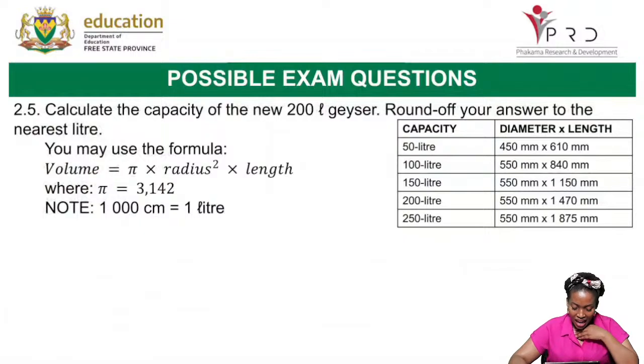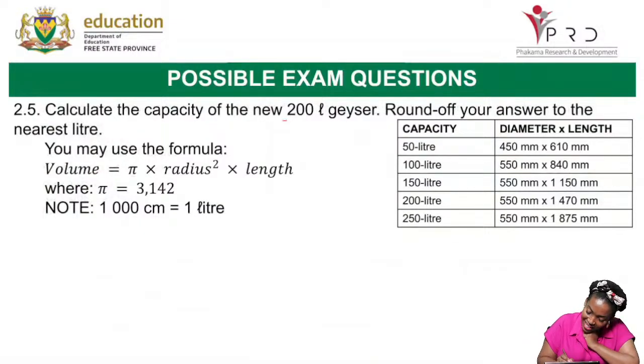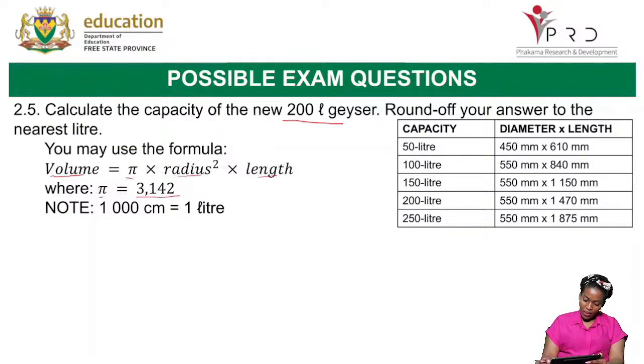2.5, calculate the capacity of the new 200-liter geyser and round off your answer to the nearest liter. You may use the formula volume equals pi times radius squared times length, and the value of pi is 3.142. Now, let's see, where do we start here? The 200-liter geyser, these are the dimensions. And our formula wants a radius.